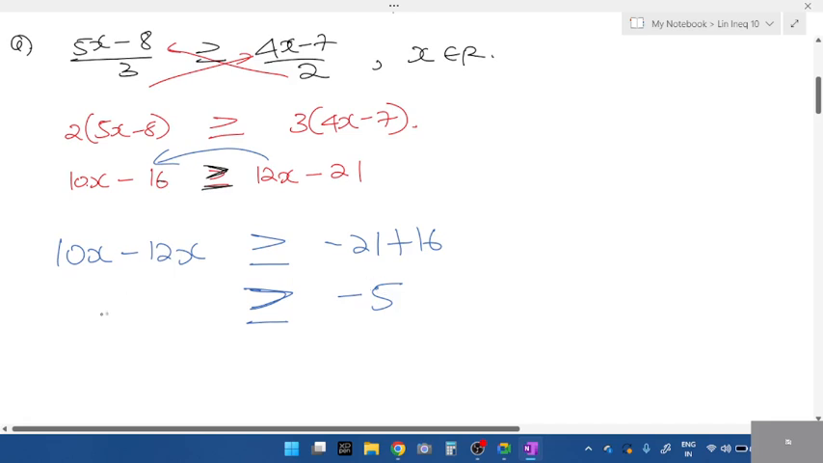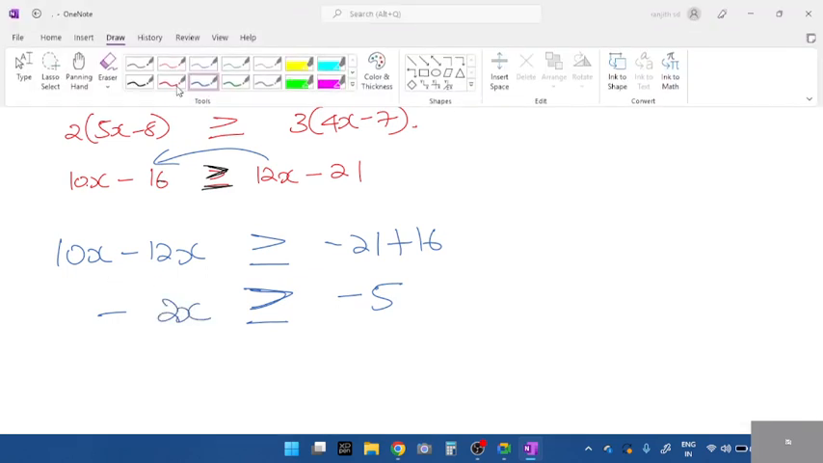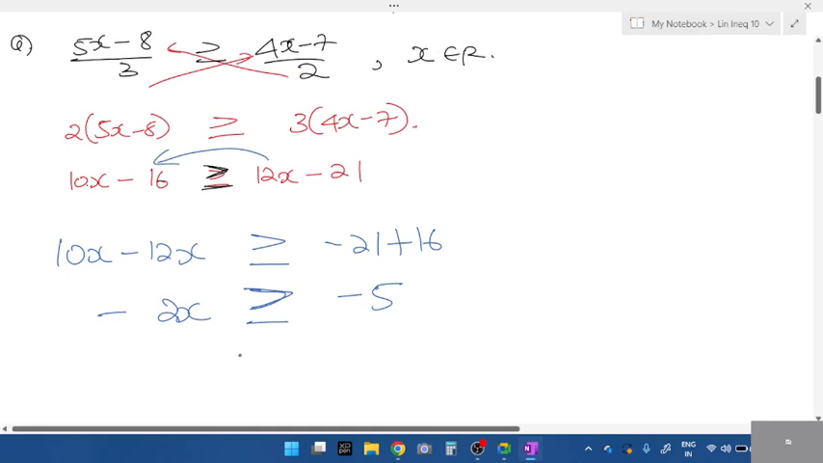Here, what do you get? Minus 2x. Yes. Tell me the answer, students. Minus 2x. Which one are you going to shift? I just need x. What happens to minus 2 if it goes to the other side? You're dividing it. Minus 5 divided by minus 2. What happens to the sign? What happens to the sign?